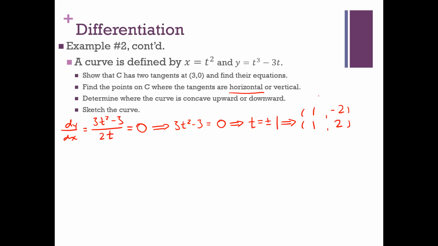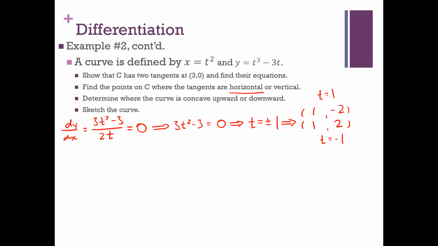Okay. So this is for t equals 1. This is for t equals -1. So at those points, those are like a peak or a valley. I have a horizontal tangent line at those 2 points. How about for vertical? What does it mean to have a vertical tangent line?